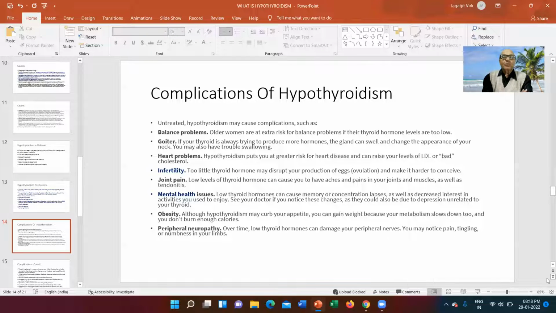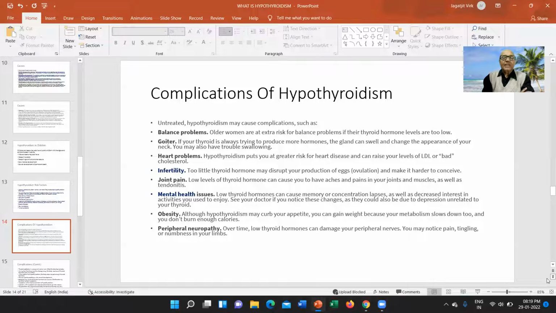Low thyroid hormones can cause memory or concentration lapses, as well as decreased interest in activities you used to enjoy. See your doctor if you notice these changes, as they could also be due to depression unrelated to your thyroid. Obesity: although hypothyroidism may curb your appetite, you can gain weight because your metabolism slows down too and you don't burn enough calories. Peripheral neuropathy.